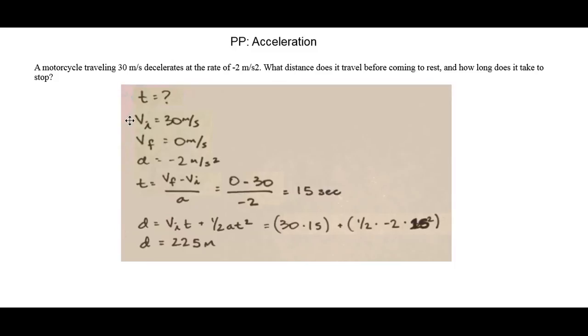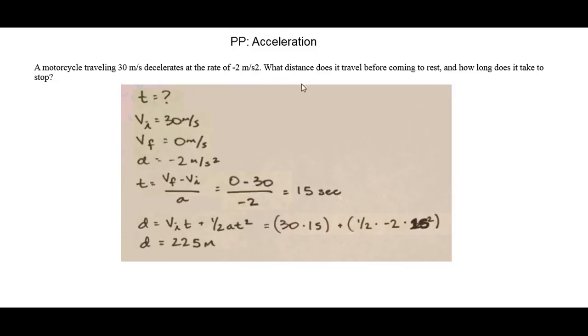In this case, it's a vi, an initial velocity. We know it's going to come to rest, which tells us that the final velocity is going to be 0 meters per second. The acceleration is negative because it's slowing down, it's decelerating. So you put it in with a -2 meters per second squared. Whenever acceleration is negative, that means it's slowing down. Then t equals vf minus vi over a, and we get a time of 15 seconds. It'll be -30 divided by -2.